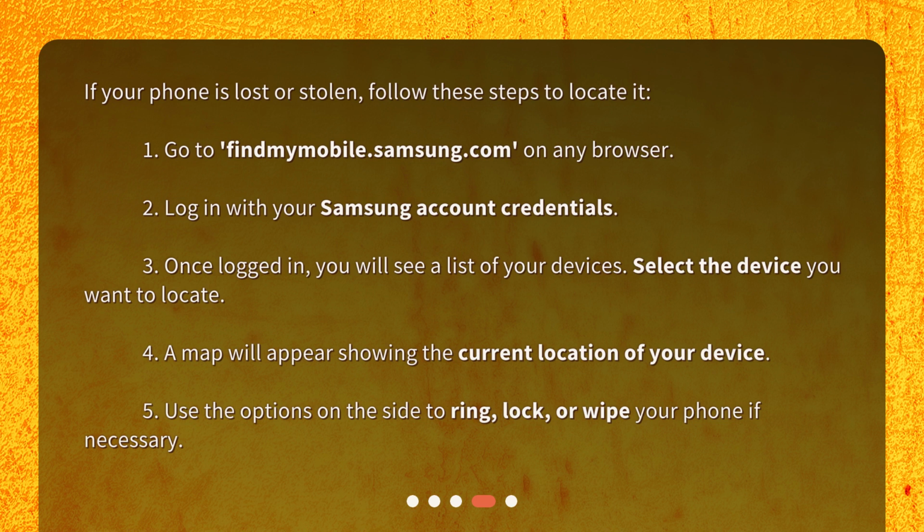3. Once logged in, you will see a list of your devices. Select the device you want to locate. 4. A map will appear showing the current location of your device. 5. Use the options on the side to ring, lock, or wipe your phone if necessary.